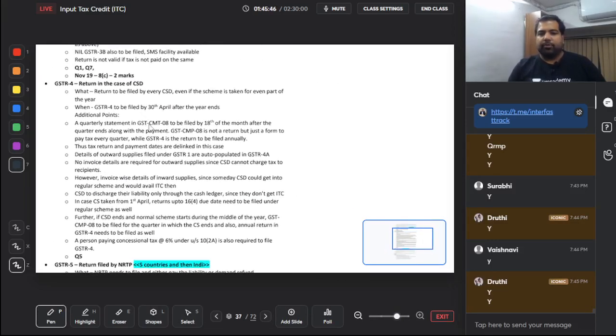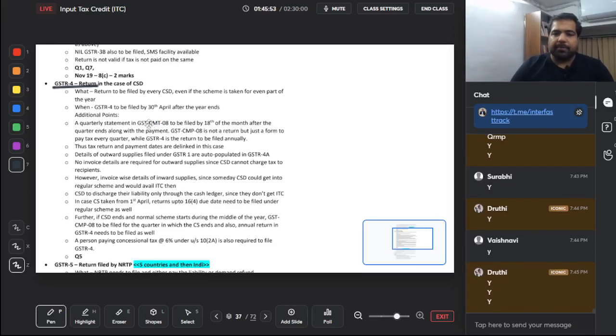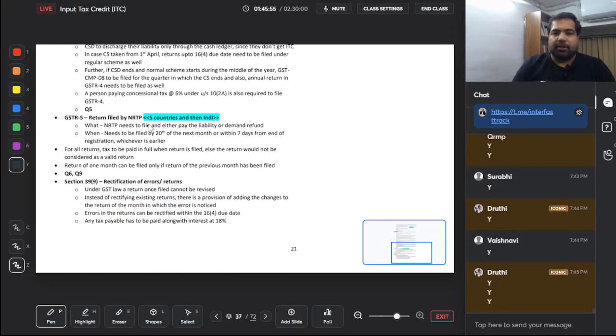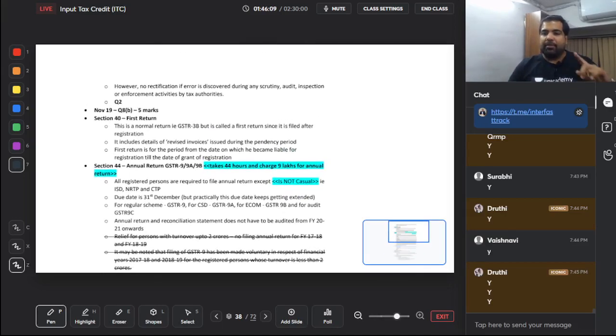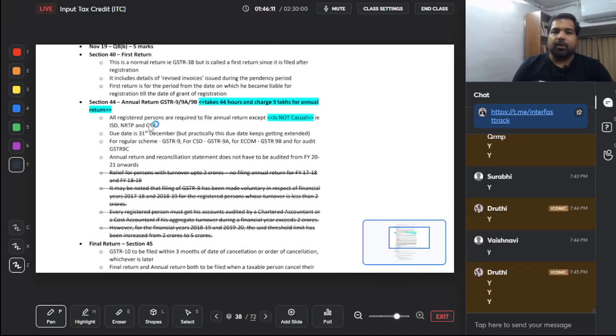GSTR 4, you wake up 4 times. Guys, here the payment has to be done quarterly. The return is filed only once in a year, so it's delinked. GSTR 5 is by NRTP, but if their registration gets ended, then within 7 days they have to file the return. If you make any mistakes, you can always change it in the month you discover the mistake, but there's a timeline to do that. The timeline is the same as section 16.4.